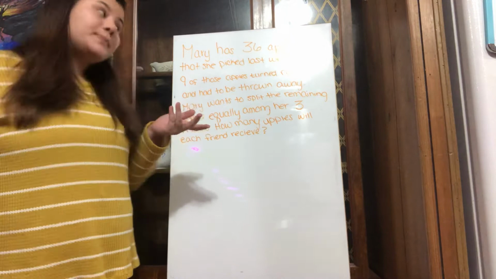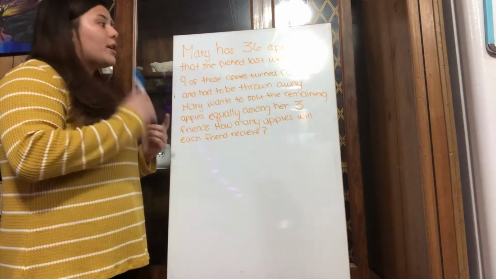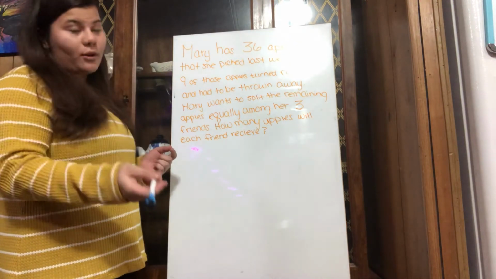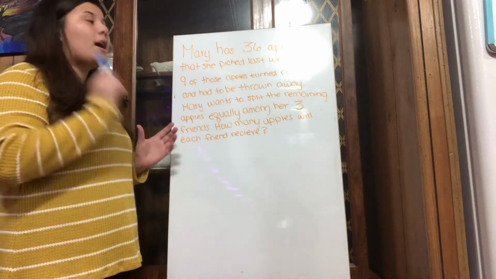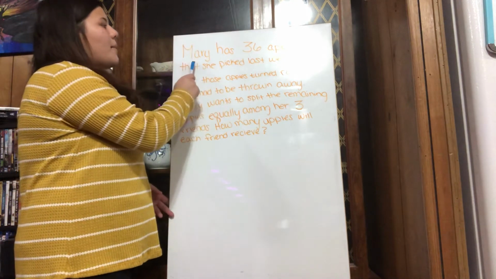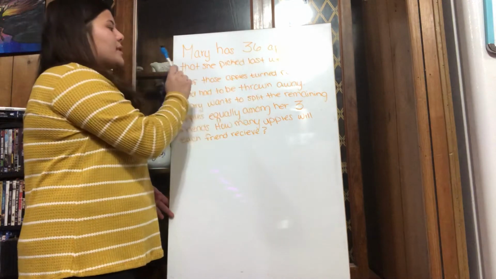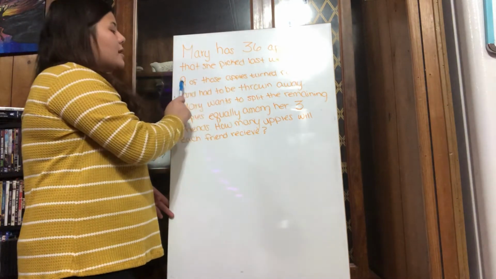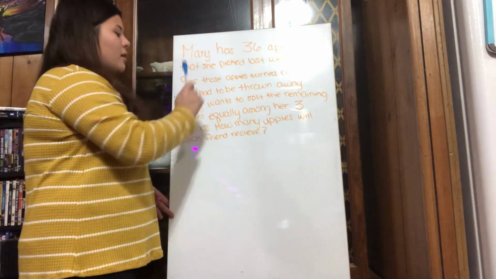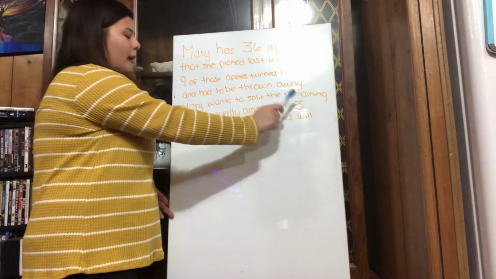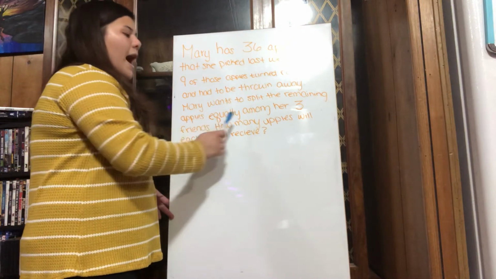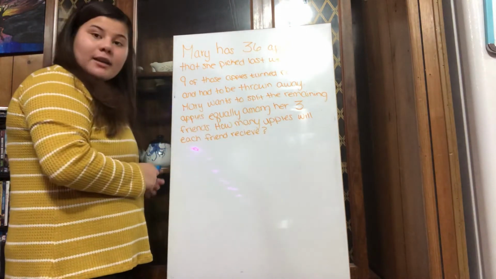So let's get started. We're going to read the problem as a class together. I'm going to be reading aloud, and you're going to be reading aloud with me, and I want to hear everybody's voices while we're reading. So let's get started. Mary has 36 apples that she picked last weekend. 9 of those apples turned rotten and had to be thrown away. Mary wants to split the remaining apples equally among her 3 friends. How many apples will each friend receive?